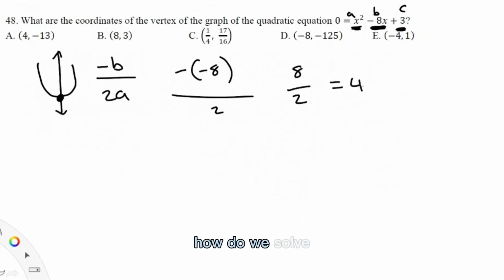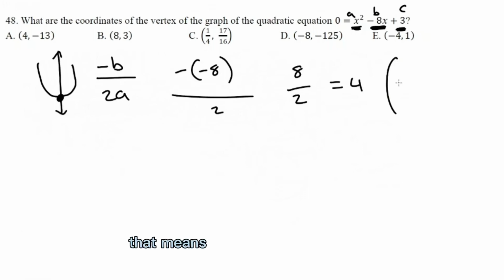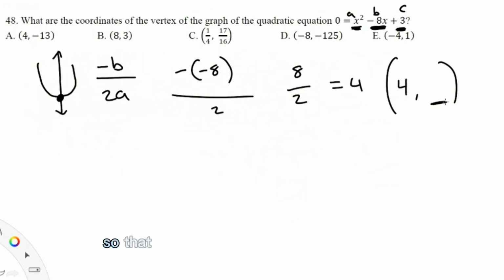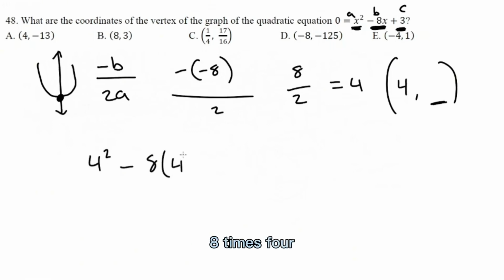Alright, now how do we solve for the y value? Because what we got right here is our axis of symmetry, meaning it is the x value in our final coordinate equation. So that means we can write the 4 here. We're still looking for what goes here. So what we have to do for that is substitute this 4 in for x in the quadratic equation. So that would make the quadratic equation 4 squared minus 8 times 4 plus 3.